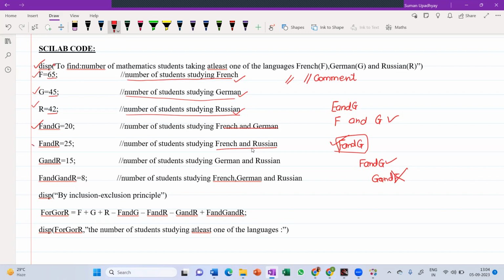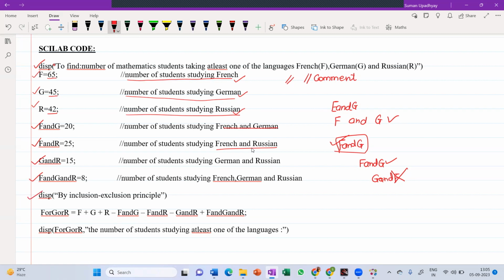Then for French and Russian, I have taken FR. Again, I will repeat over here, FR is the name of a variable. So at the time of using this value, you are going to call FR only. Then for German and Russian, I have taken the variable GR. And for French, German and Russian, I have taken the variable FGR. There is no space between them. So FGR stands for number of students studying French, German, and Russian.